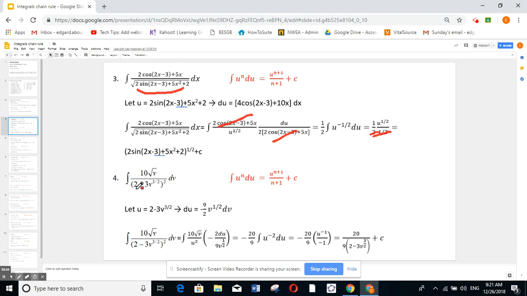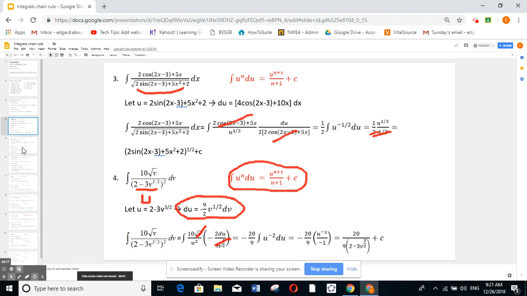Here, the same story. I want to pick this to be u. If I derive it, this is the derivative. Don't forget to put dv. So you have 10 root v over u squared. And dv, if you cross multiply, is minus 2 du over 9. As you can see, we're canceling all the variables, and remains only the u: minus 20 over 9, and u squared down, you put it up. The integral of u to the minus 2 will be u to the minus 1 over minus 1, and then you replace u as it is.